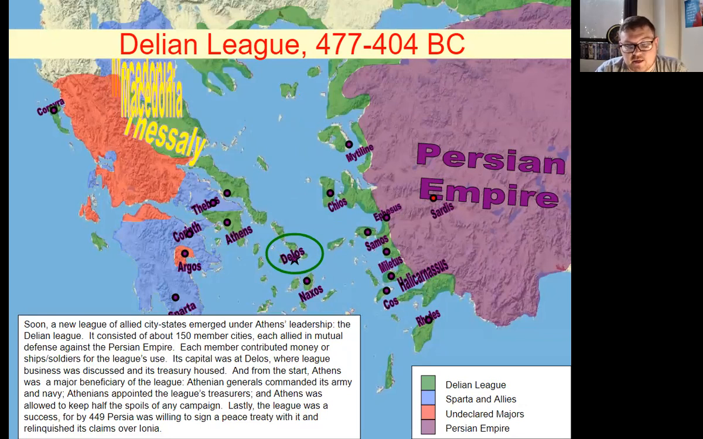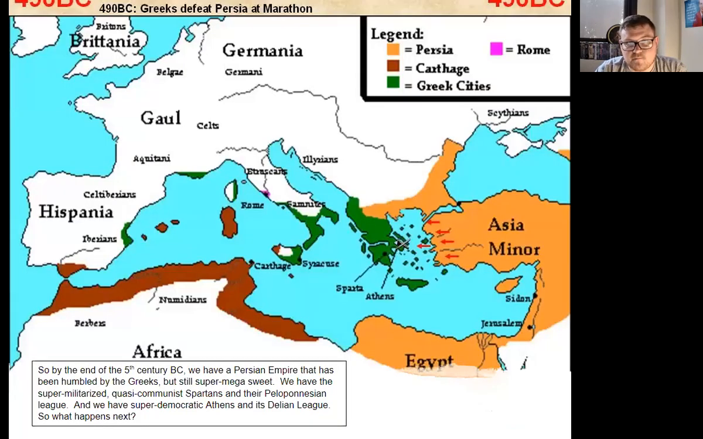From the start, Athens was a major beneficiary of the league. Athenian generals commanded its army and navy, and Athenians appointed the league's treasurers. Athens was allowed to keep half the spoils of any campaign. Lastly, the league was a success, for by 449, Persia was willing to sign a peace treaty with it and relinquish its claims over Ionia.